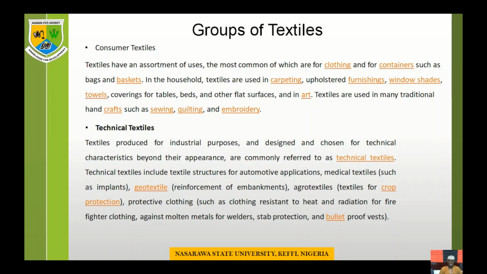The next group of textiles is the technical textiles. These are textiles produced for industrial purposes and designed and chosen for technical characteristics beyond their appearance, and are commonly referred to as technical textiles. Technical textiles include textile structures for automotive applications, medical textiles such as implants, geotextiles, that's reinforcement of embankments, agrotextiles, that's textiles for crop protection, protective clothing such as clothing resistant to heat and radiation, for firefighting clothing, against molten metals, for welders, stab protection, and bulletproof vests.